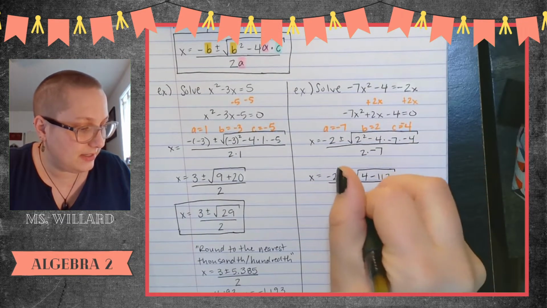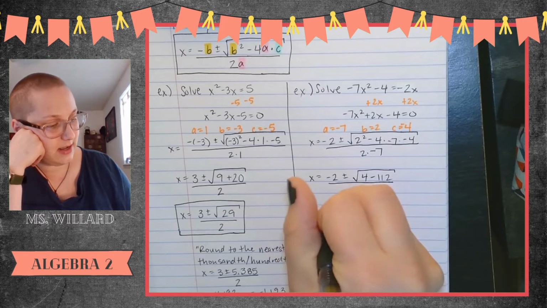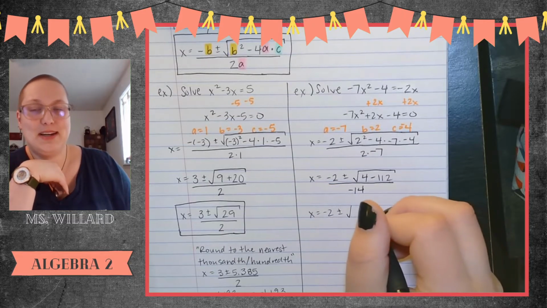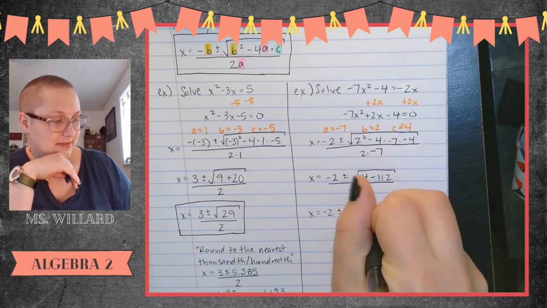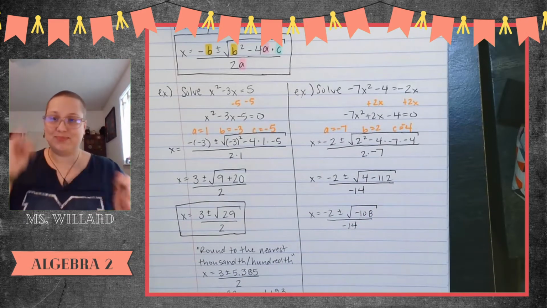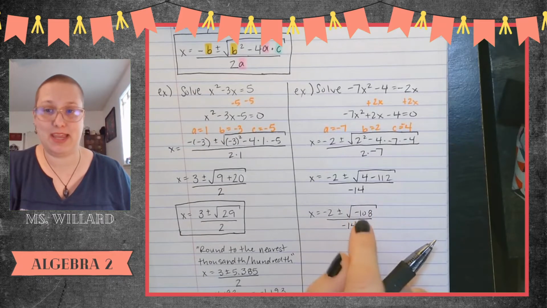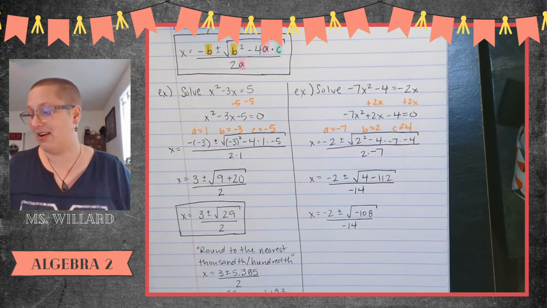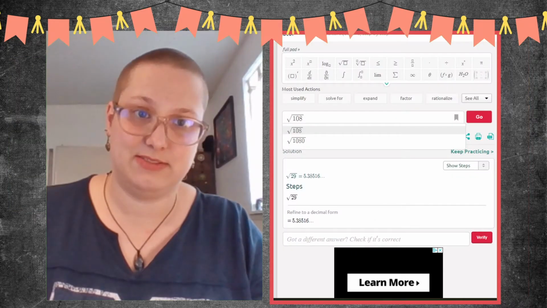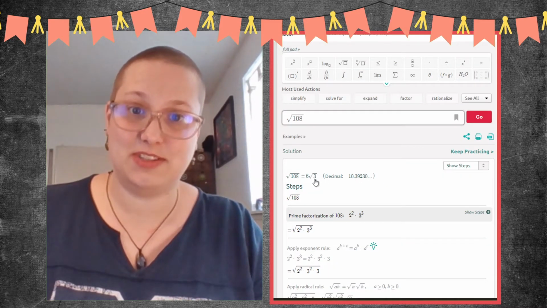All over negative 14. Okay, and then I have to do 4 minus 112. So I get x equals negative 2 plus and minus, let's see, square root of 4 minus 112 would be negative 108, all over negative 14. Okay, now here's where these two worlds collide. We know that we can't do the square root of negative 108, or at least that everybody has told us that in the past. But I could do the square root of positive 108, like this. So if I press go, I get 6 square roots of 3.